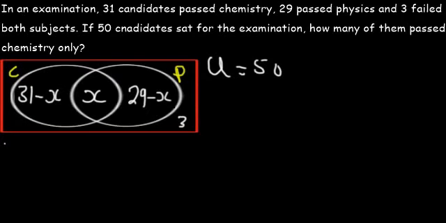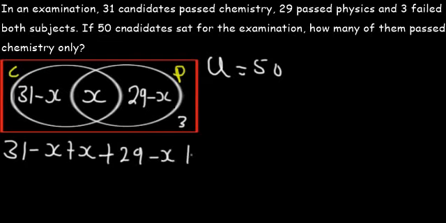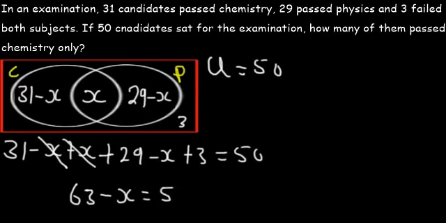Let's go ahead and sum all of this up. We have 31 minus x plus 29 minus x plus 3, equals the universal set, 50. So 31 plus 29 is 60, then 60 plus 3 is 63. We have the negative x and the other negative x giving us minus 2x, then 63 minus 2x equals 50.